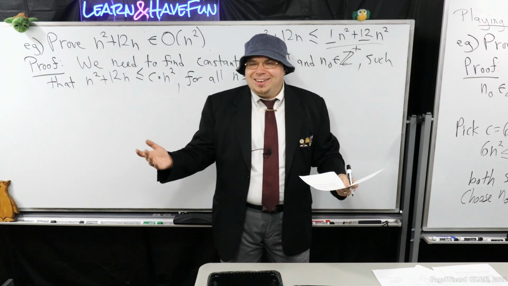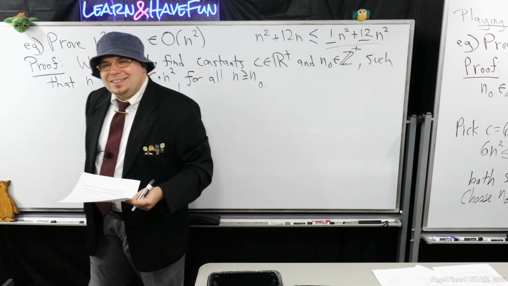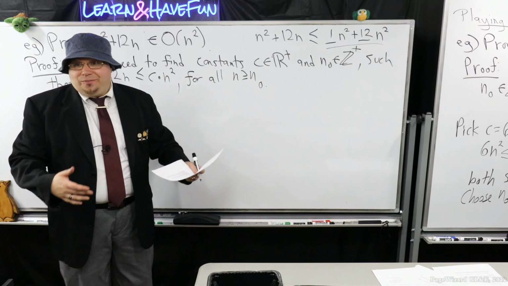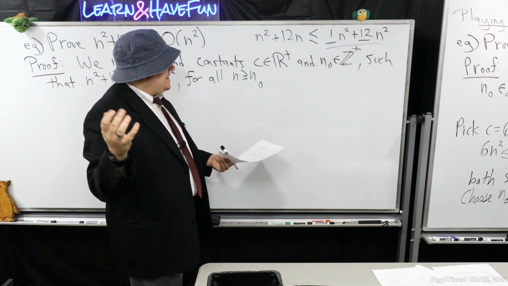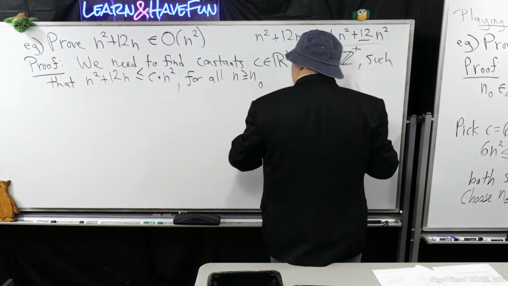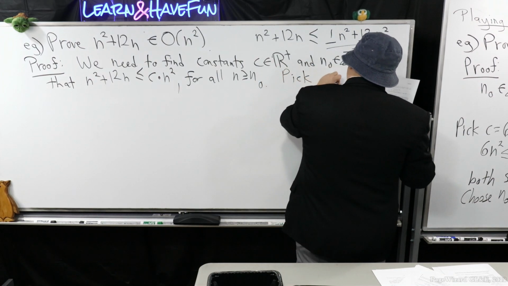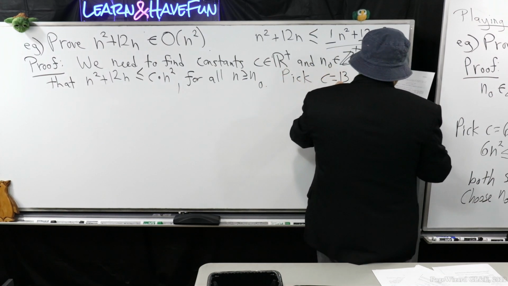Do I have 10 or 11 or 12? What do I got? Do I have 14? Do I have 15? Do I have 10,000? I have 13, right? I have 13 n squares sitting there on the right-hand side. So I'm going to pick c is equal to 13.